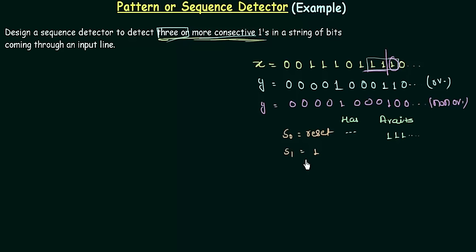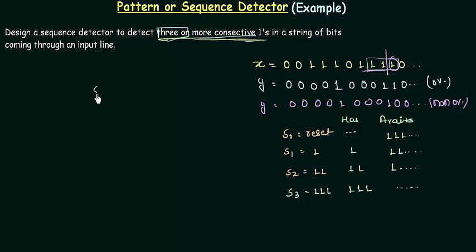And when I'm on S1, it has 1, and it awaits 1, 1, at least 2 ones to get the output high. It can be more than 2, definitely. And if I'm on S2, it has 2 ones and it awaits a single one to get the output high. Similarly, the last state is S3 when it has 3 ones. It awaits more ones, or you can also have 0 because we have our output high. So these are the states, and now we have to make the state diagram.